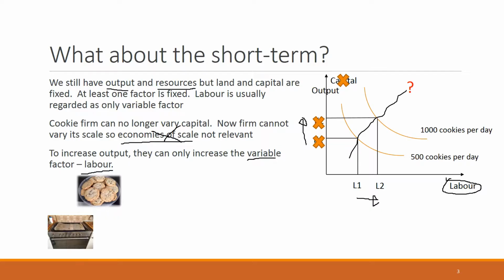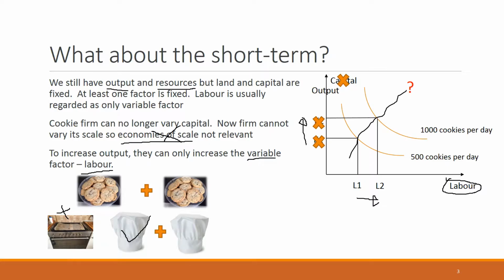Here we have our delicious cookies still there, still being baked. We have our fixed supply of capital. In the short term, we cannot vary capital if we want to increase production. We still have our loyal chef. Now, if we want to produce more cookies, we can't increase capital, all we can do is increase labour, so we're going to have an extra chef.